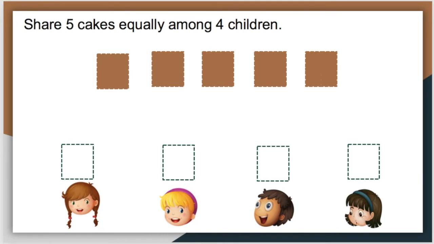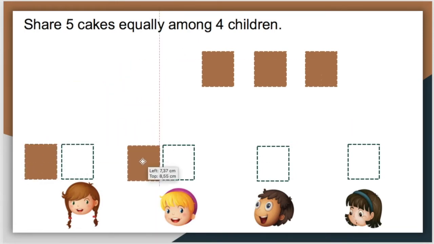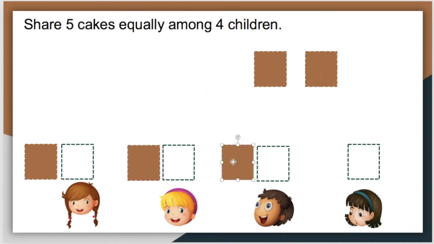Let's use this scenario. Suppose we want to share 5 cakes equally among 4 children. How much cake would each child get? Here in this problem, we can use diagrams to solve this. First, let's draw 5 wholes to represent 5 cakes. And then, we can distribute 1 whole for every child first. 1 whole goes to this child, another one for this, for the third child, and for the fourth child.